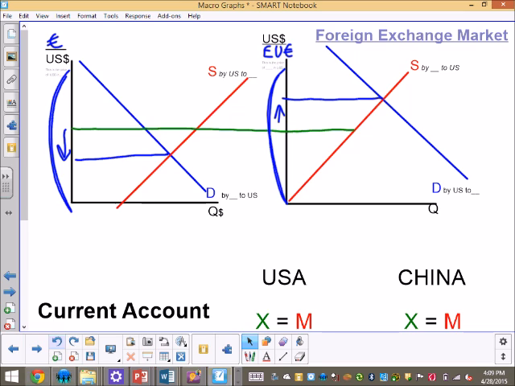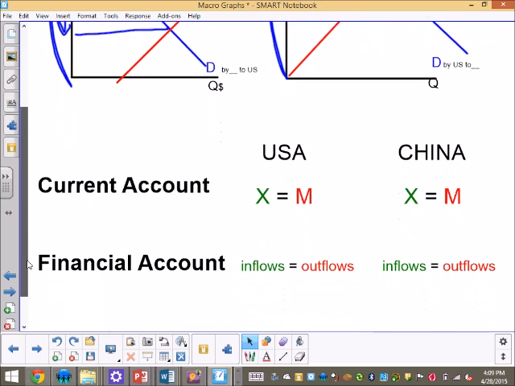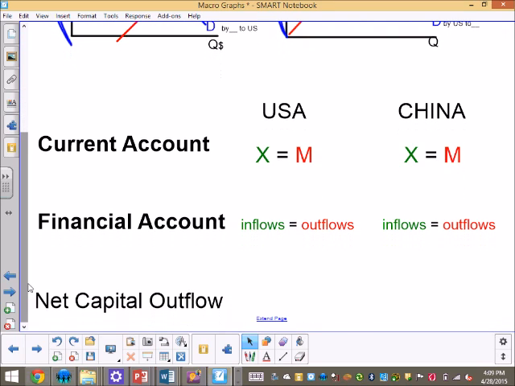Now, we also need to cover this guy right here. Current accounts and financial accounts. Current accounts is the trade of what? Goods, services, and transfer payments. Goods, services, and transfer payments, which means if we're going to use the examples of the United States and China, it's pretty simple that we need to make sure we understand.